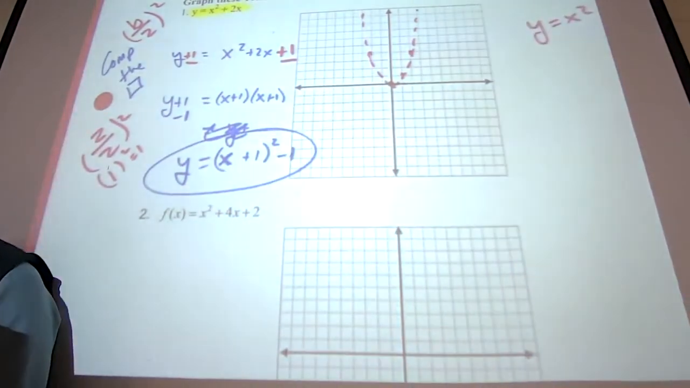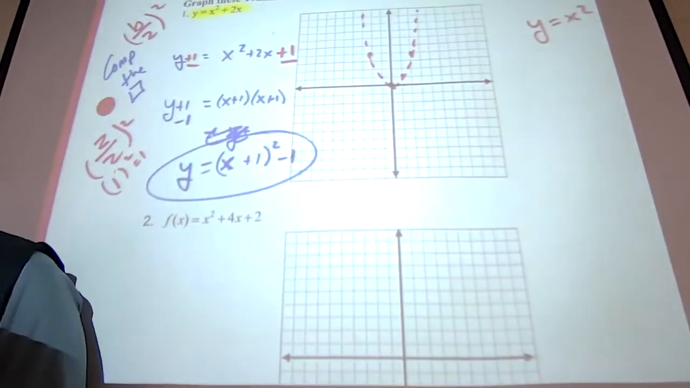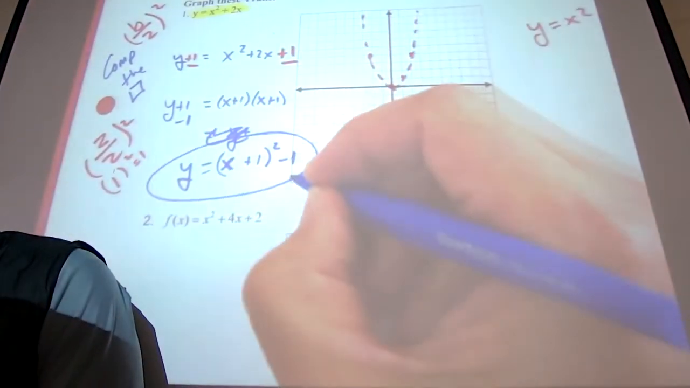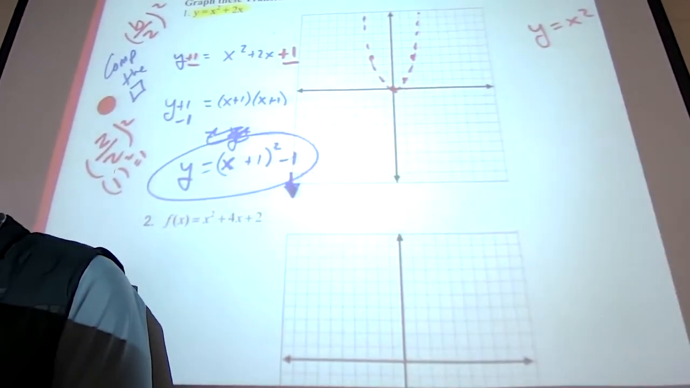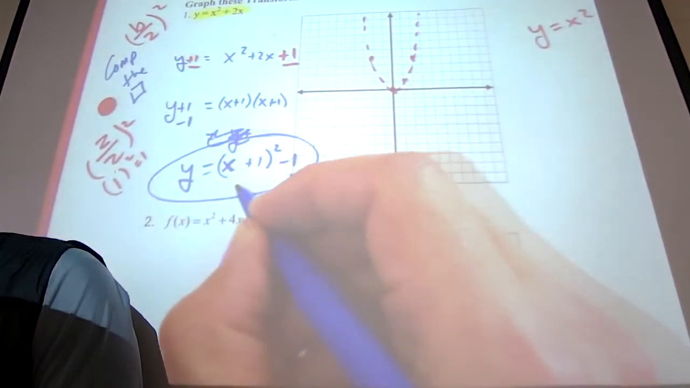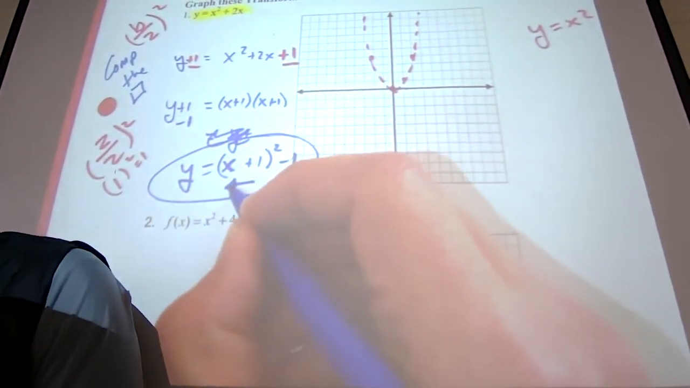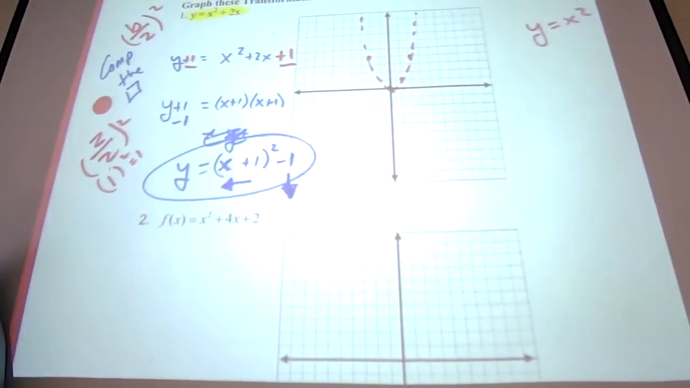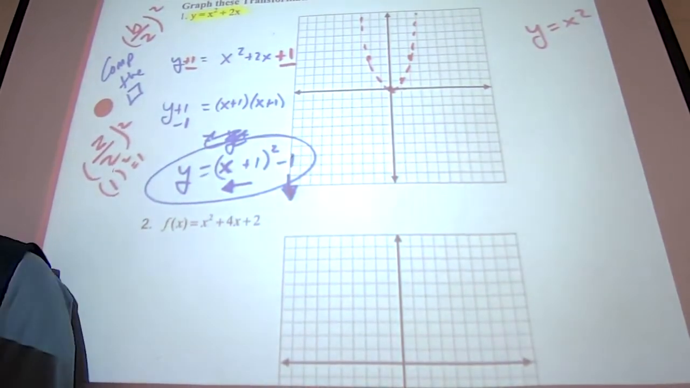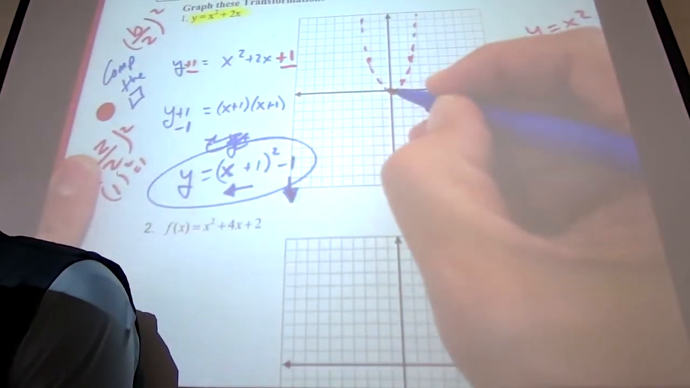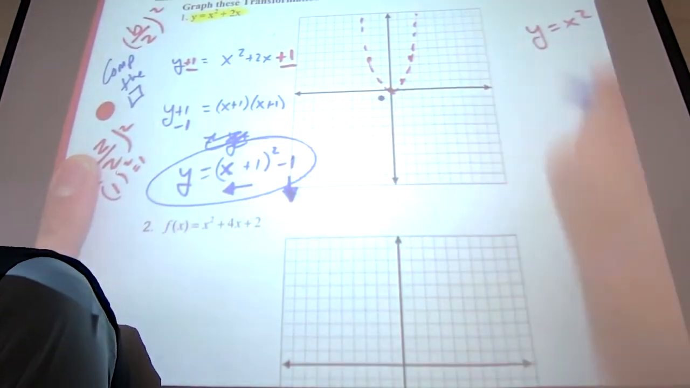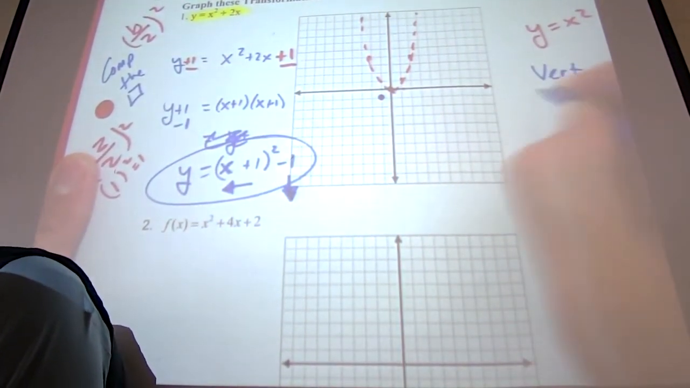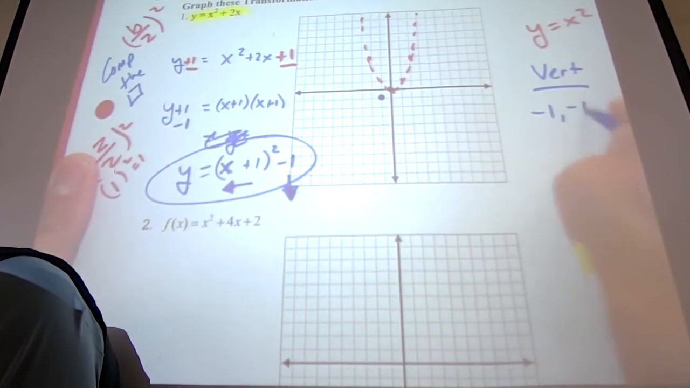Okay? And now I got some shifts. The first thing we got is a c value. That's a shift down. And then I have x plus 1. That's a shift opposite of what you see in parentheses. That's a shift to the left. So my vertex is right here. I have a shift down and a shift to the left. So my new vertex is now -1, -1.